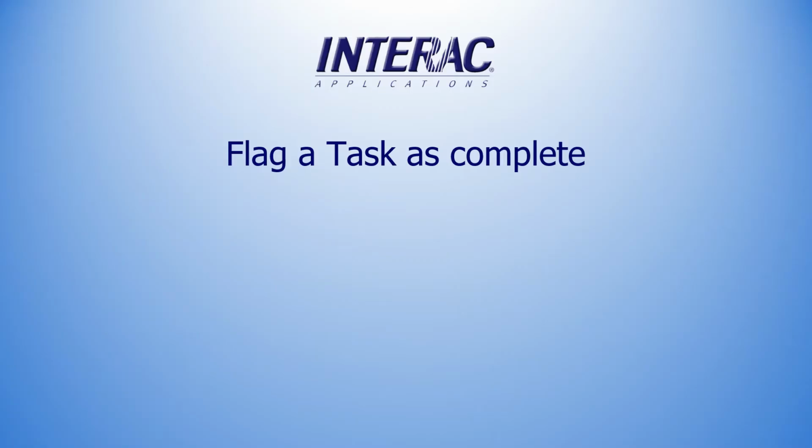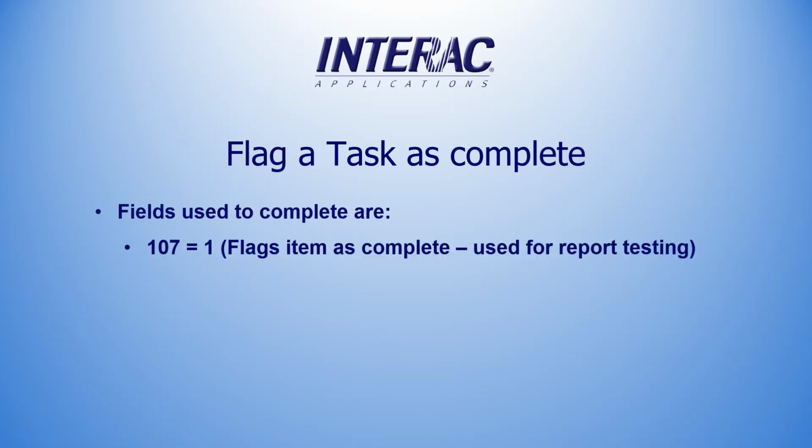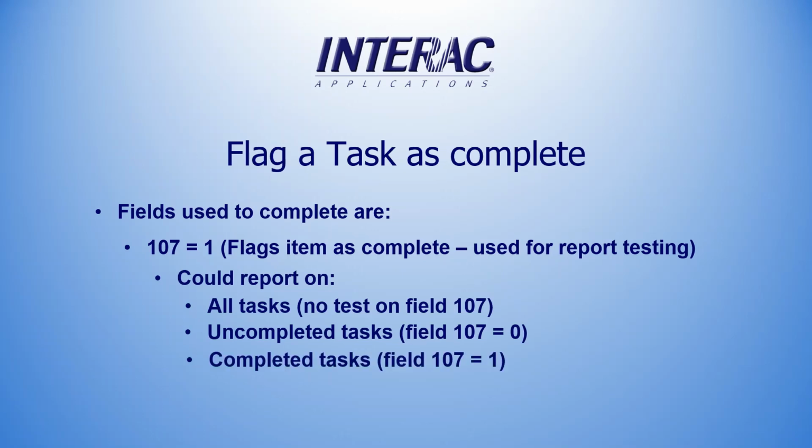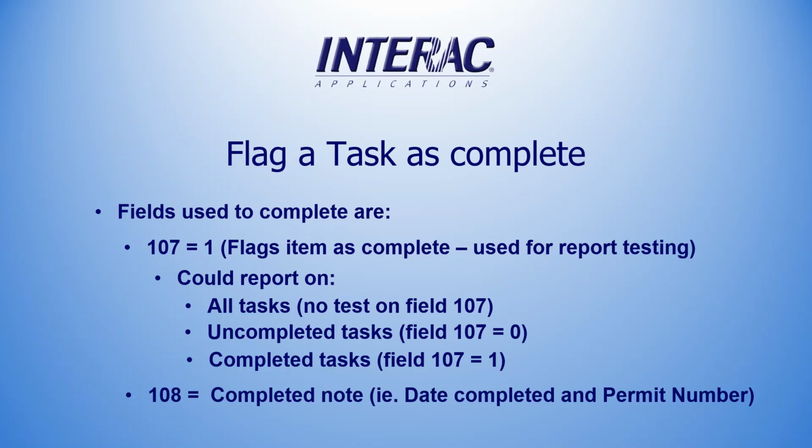Let's look at what it takes to flag a task as complete. Fields used to complete are 107 equals 1. This flags an item as complete, which we can use for report testing. We could report on all tasks, which means we would put no test in at all on field 107. We could test on uncompleted tasks only by setting a test on a report where 107 must equal 0. Or we could flag only on completed tasks where we would then set field 107 to be equal to 1. And the second field we use is 108. And here's where we can make a completed comment, such as a date completed, permit number, or something like that.